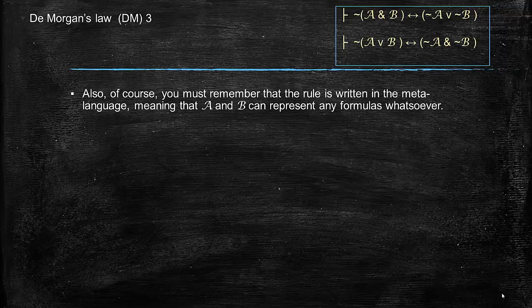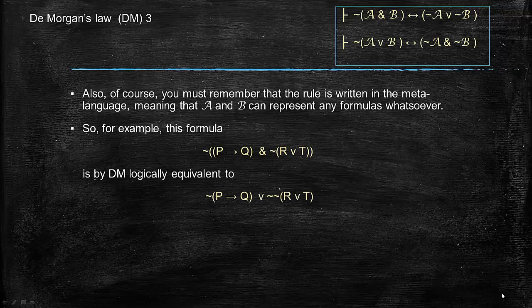Now, the other thing you have to remember, of course, is that these rules are all written in the metalanguage, which means that A and B can represent any formulas whatsoever, not just atomic propositions or their negations. So you take a formula like this, it's not the case that if P then Q and not R or T, you can apply DeMorgan's to it if you want. You should go ahead and do it. What you end up with is it's not the case that if P then Q, or it's not the case that R or T, right?